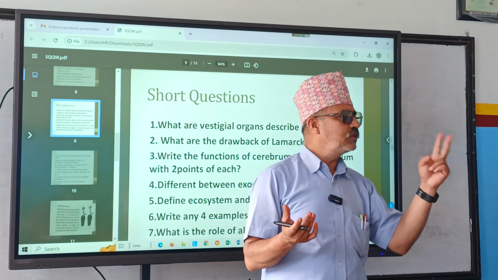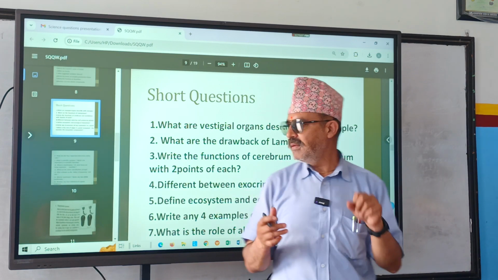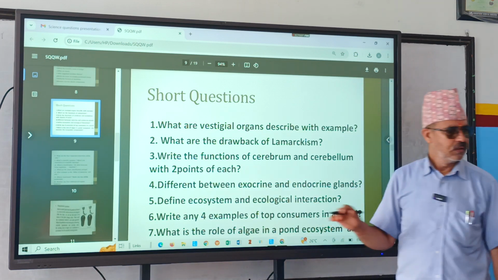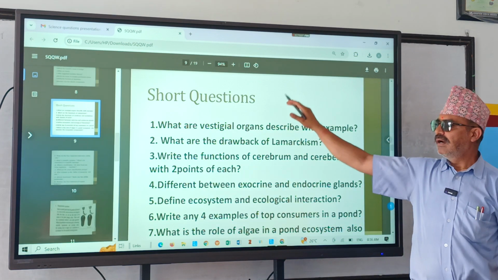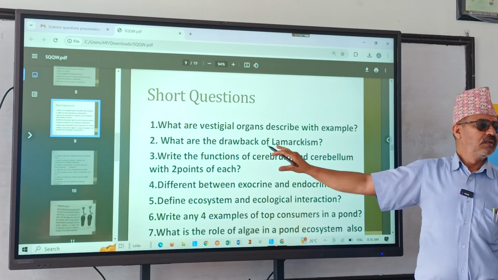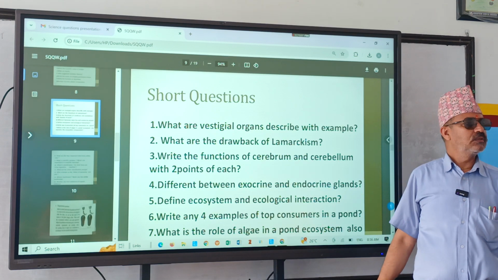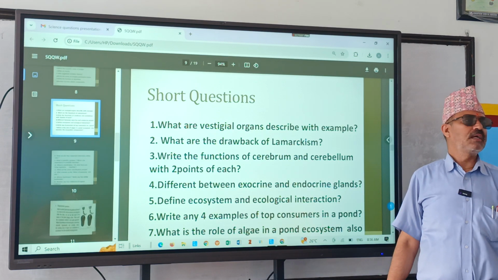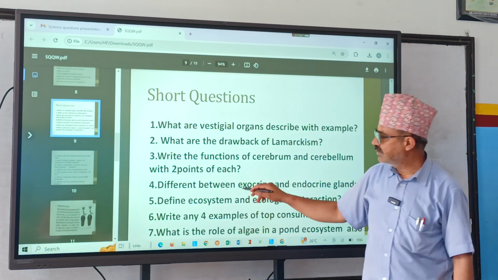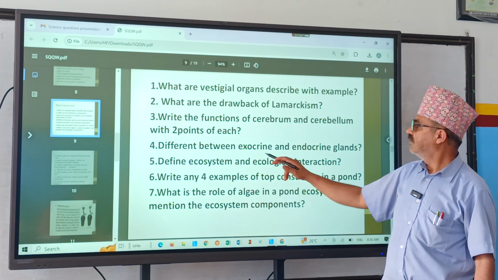So these points you have to remember. Understood or not? Main points. So we write for two marks. Actually, this section can provide you 2 marks for each question. That's why we should not write many more points. Right? What does question number 4 say?